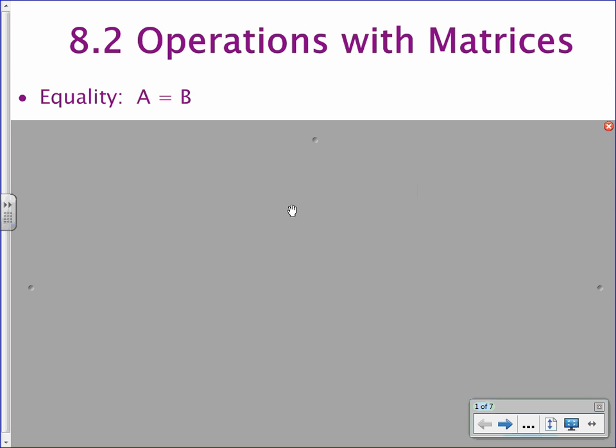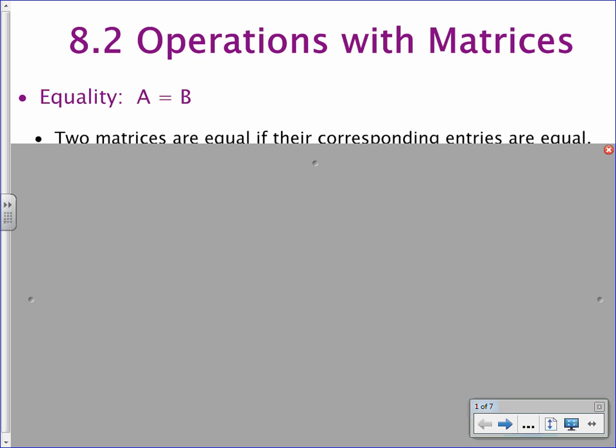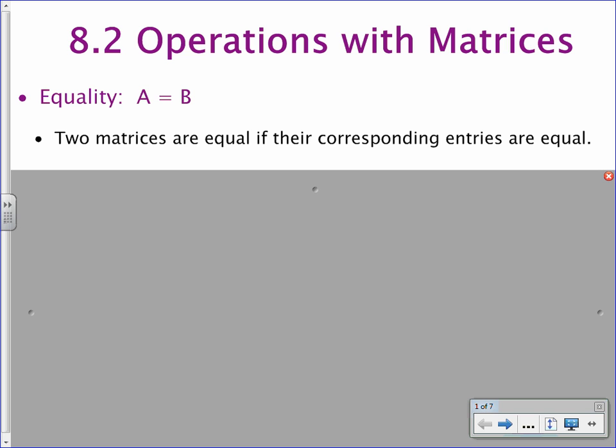All right, so today we are going to talk about some operations with matrices. The first thing I want to talk about is matrix equality. Two matrices are equal if their corresponding entries are equal.